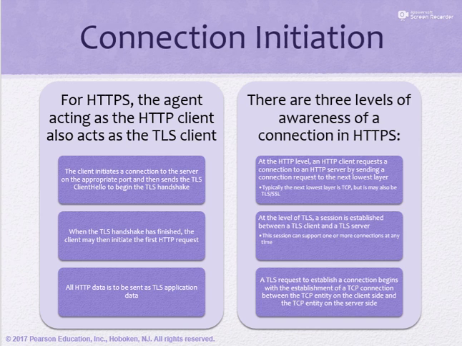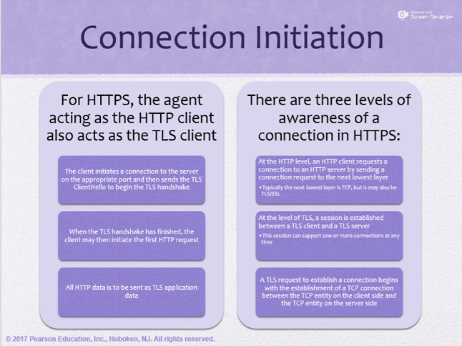There are three levels of awareness of a connection in HTTPS. At the HTTP level, an HTTP client requests a connection to an HTTP server by sending a connection request to the next lowest layer. Typically you know that HTTP works on the application layer, so the next layer is the transport layer, but it may also be TLS or SSL, because if you have HTTP on the top and you implement TLS, then the next protocol will be TLS, but if there is no TLS, then there is TCP.